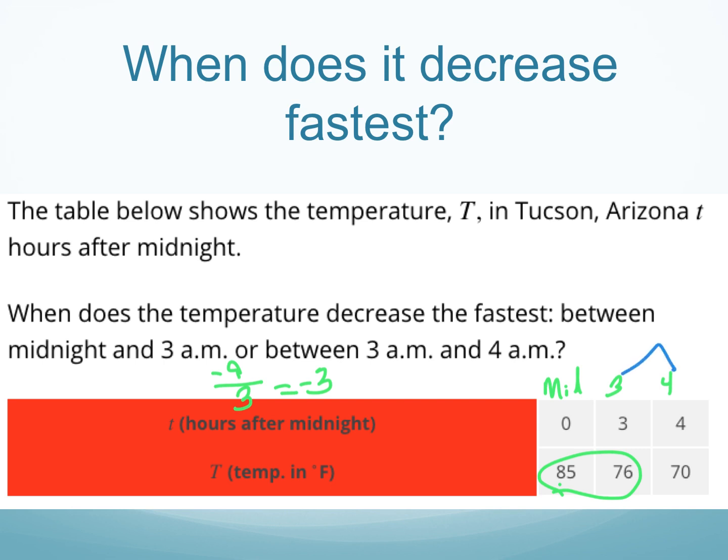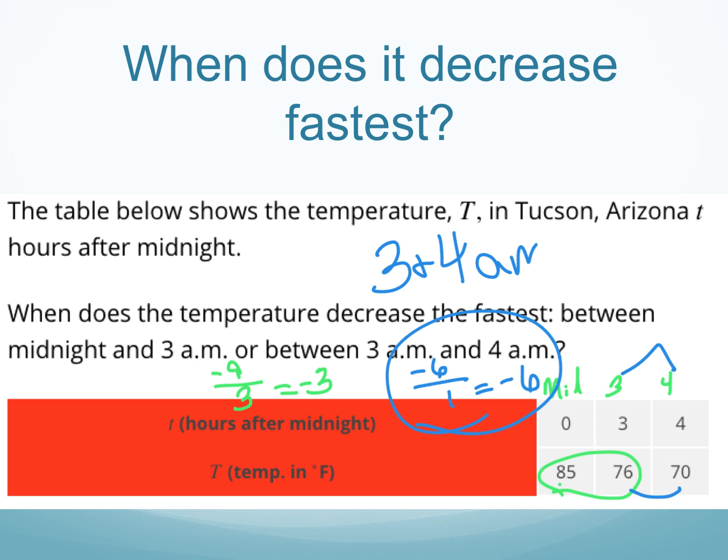Between 3 and 4, I dropped 6 degrees over 1 hour, which is a rate of negative 6. So I can tell that I changed faster between 3 and 4 a.m. Whereas between midnight and 3 a.m. is only dropping 3 degrees an hour. Between 3 a.m. and 4 a.m. is dropping 6 degrees per hour.